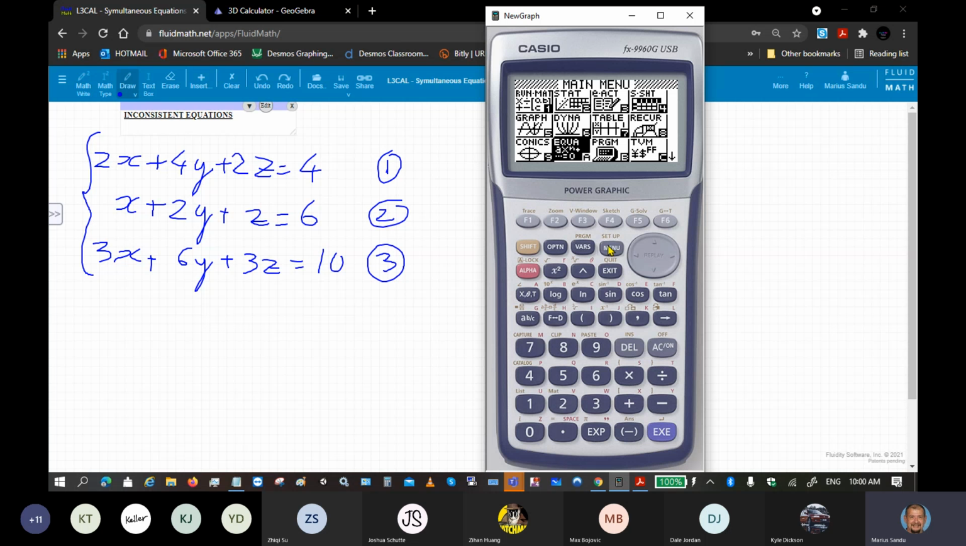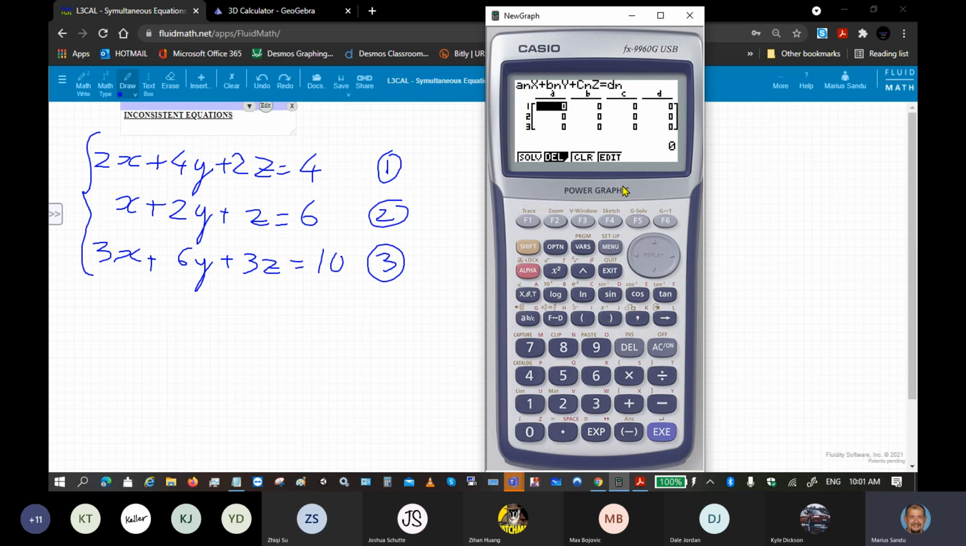Do I need to show you again? So you go into menu, equations, press execute. So menu, equations. What kind of equations you want to solve? Simultaneous. So press F1. How many unknowns? 3. So we press F2 for that. And we've got them in the form of ax plus by plus cz equals a constant term.